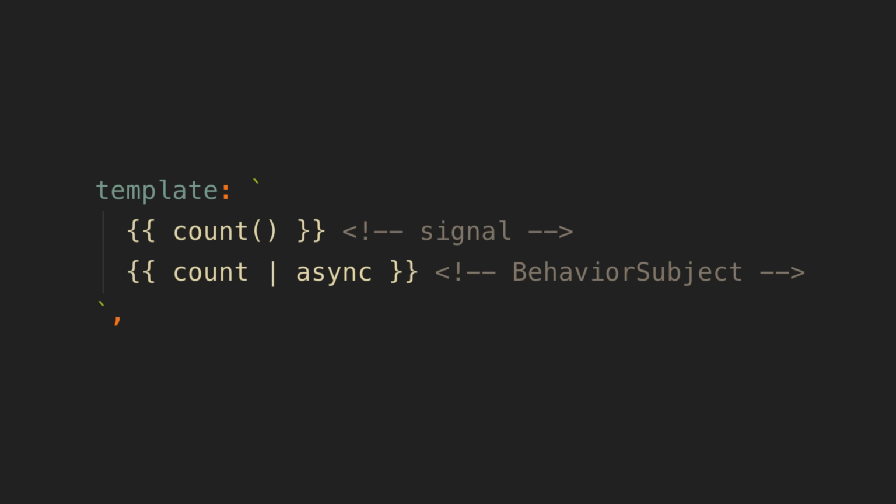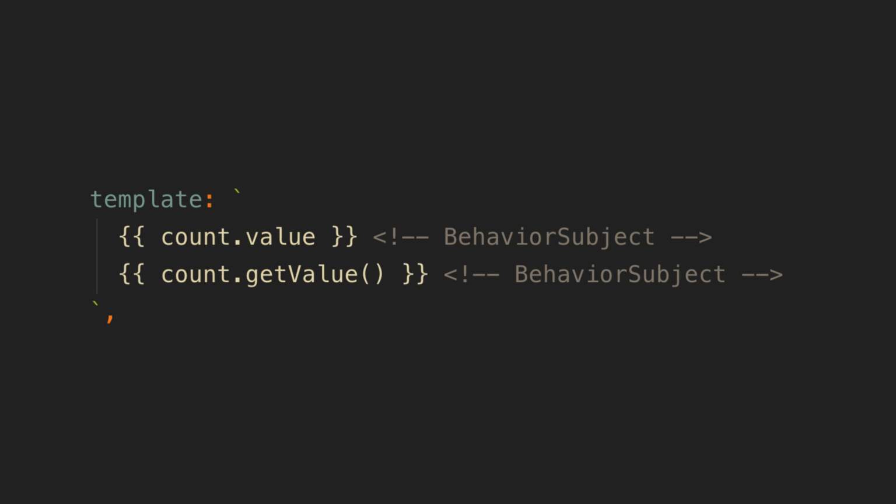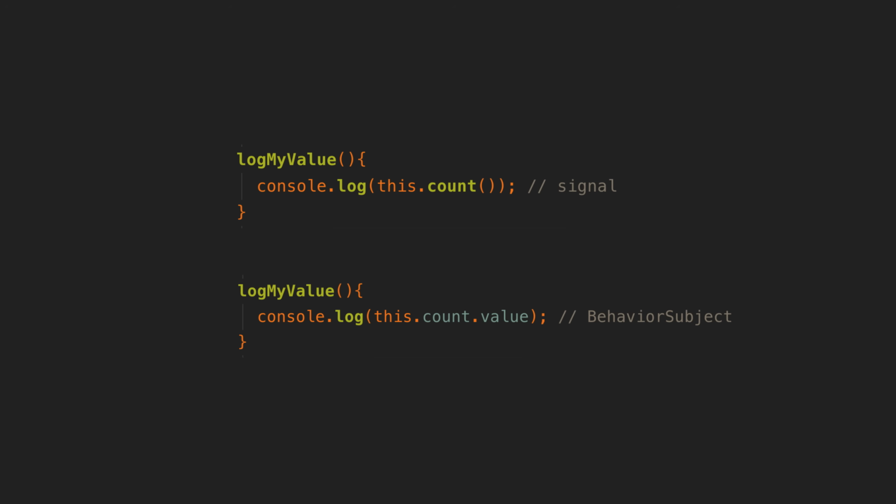Accessing the values in the template looks similar enough. With signals, we access the value directly by calling it as a function. With a behavior subject, we can just use the async pipe to pull the value out. And technically, it is also still possible to just access the behavior subject's value directly at this point with .value or .getValue. And things also look similar in the class as long as we want to access these values imperatively.